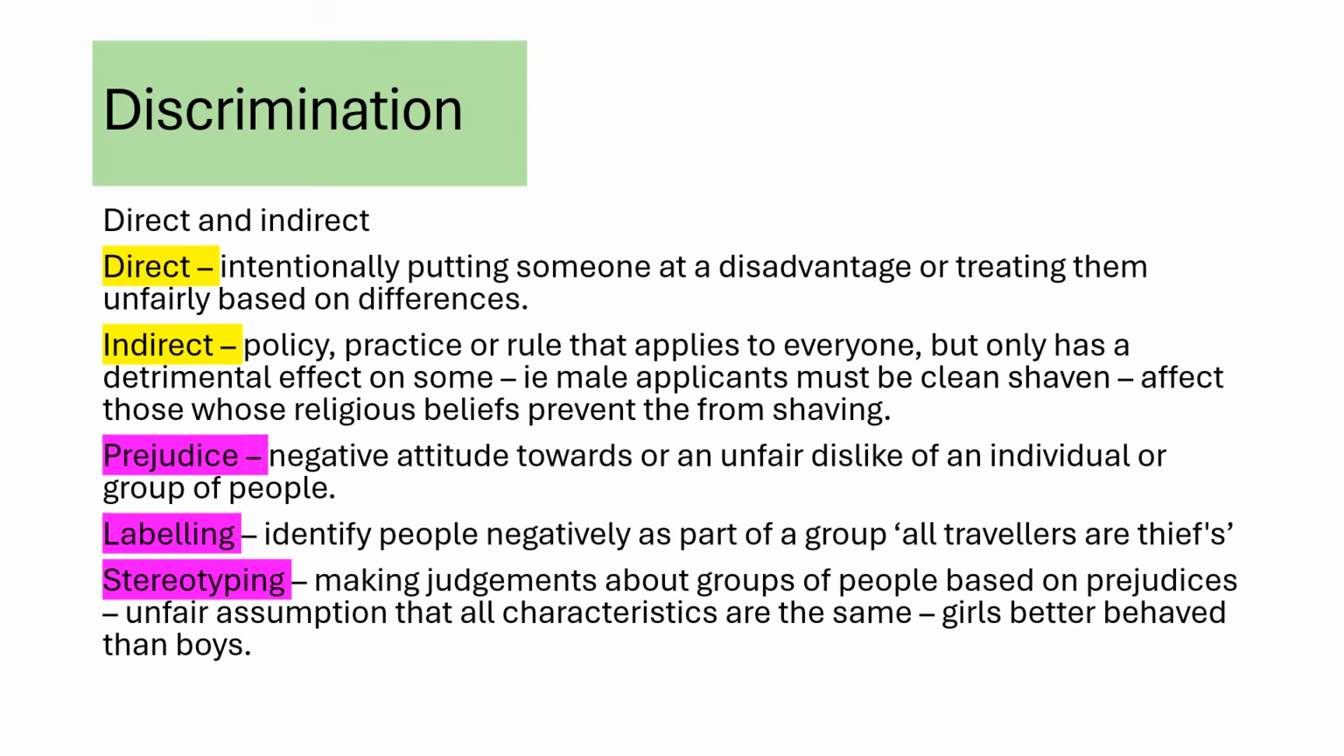So for prejudice, there's a negative attitude towards or an unfair dislike of an individual. Then you have labelling, which is identifying people negatively as part of a group, so like all travellers are thieves.